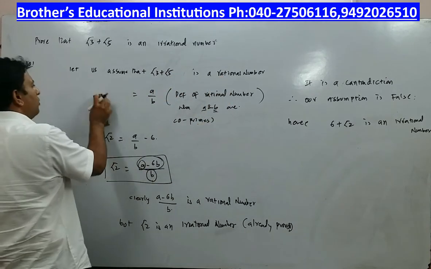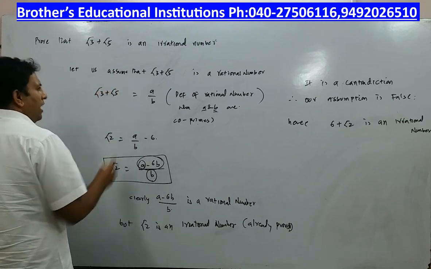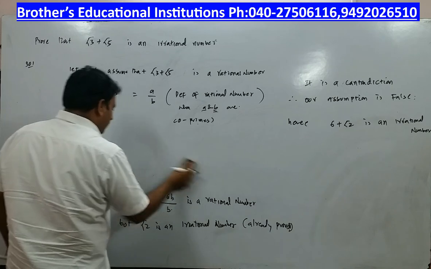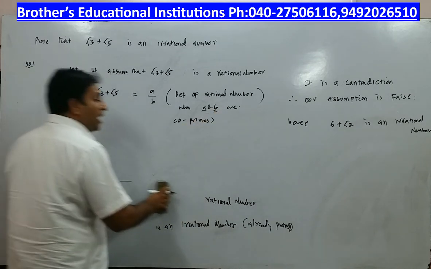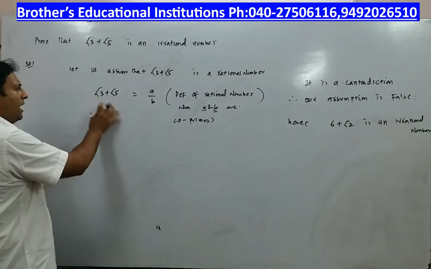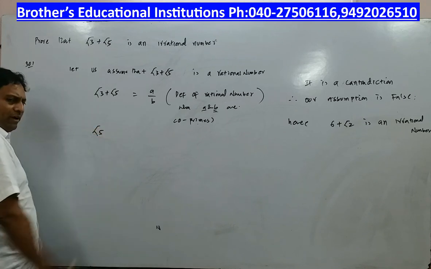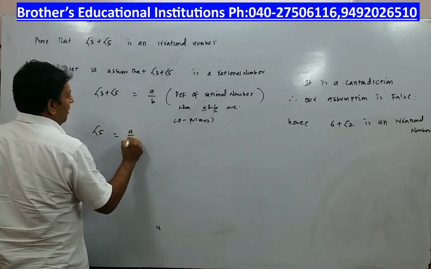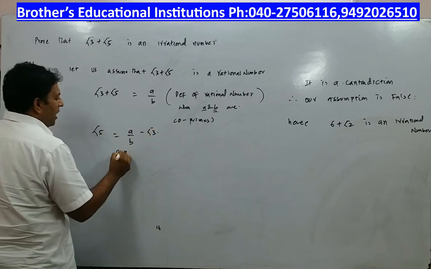If root 3 plus root 5 is a rational number, I can write root 3 plus root 5 is equal to a by b, which is nothing but the definition of rational numbers. What is important is a and b are integers, and together they are co-primes. So you have understood that. Now in this kind of problem, what I am going to do is retain this root 5 here, and I will write a by b minus root 3.